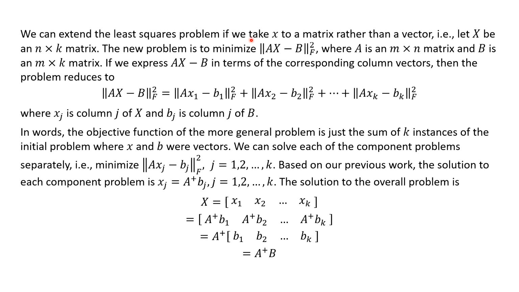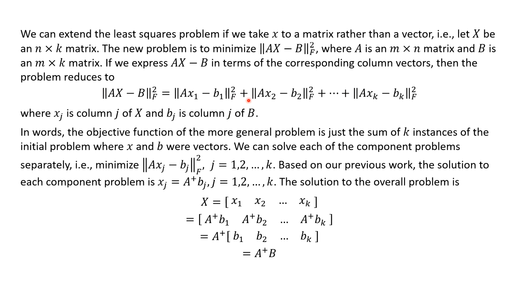We can extend the least squares problem if we take x to be a matrix rather than a vector, i.e. let x be an n by k matrix. The new problem is to minimize A x minus b, where b is also a matrix here. So we want to minimize this Frobenius norm where all three of these things are matrices. A is m by n, b is m by k. If we express A x minus b in terms of corresponding column vectors, then the problem reduces to this form, where x sub j is column j of x and b sub j is column j of b.